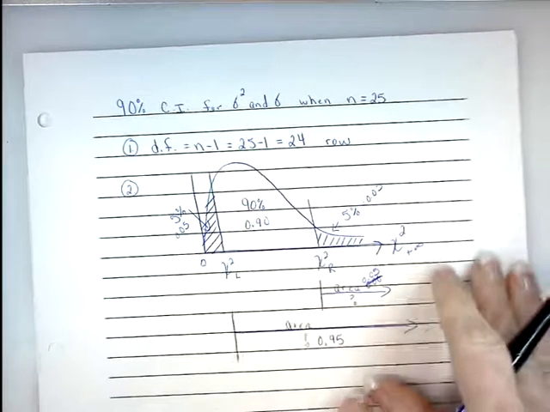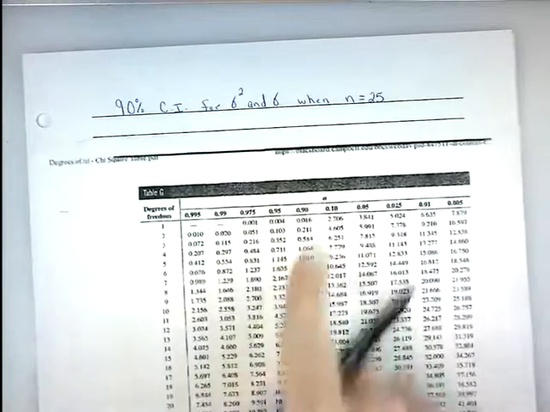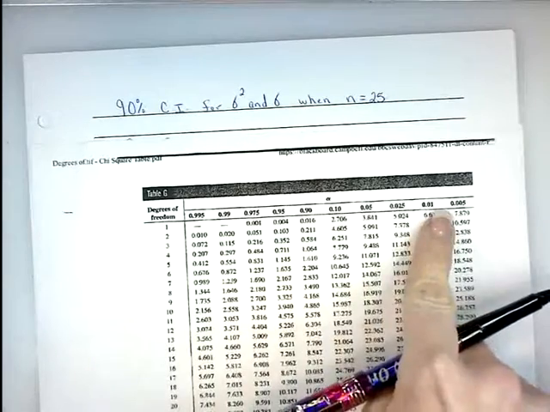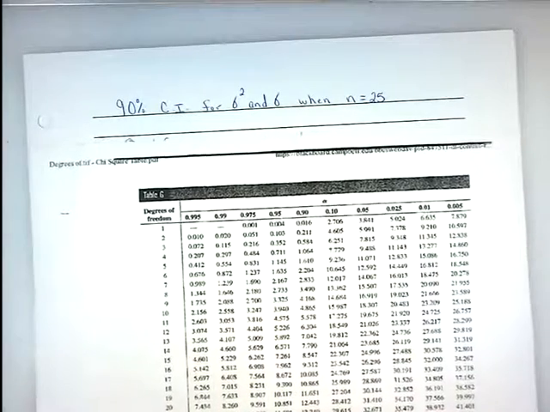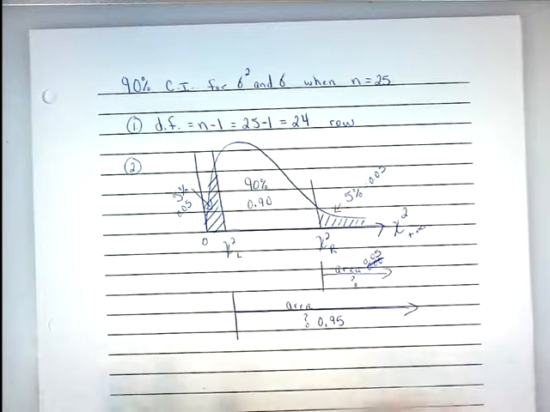Alpha that I showed you here, and again these are the areas above the unknown chi-square value according to the picture here. There are a couple of different steps you could go through, and I'll show you those in just a moment, but let me show you the table.